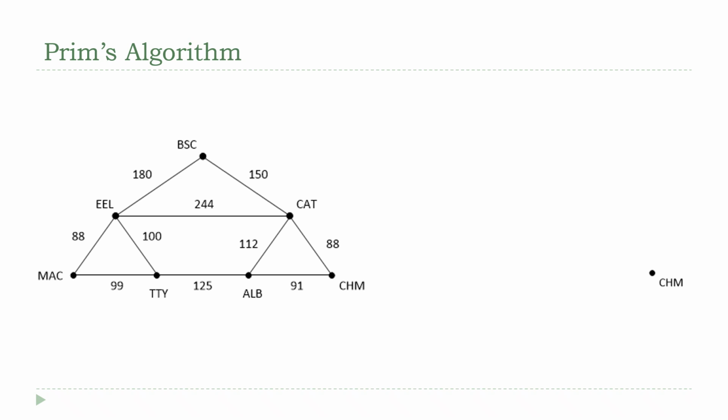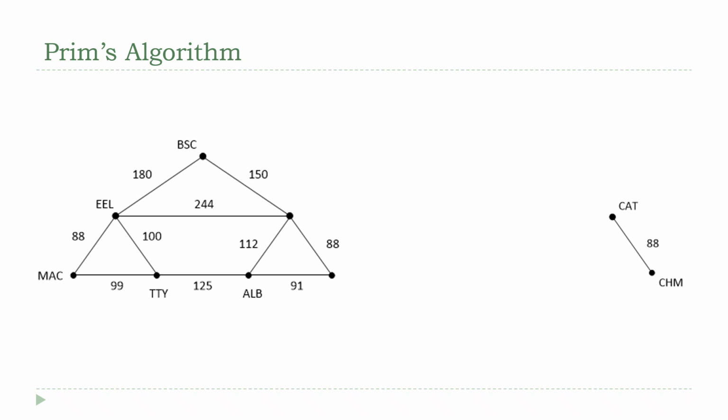So because I've added that one to my output, I'm going to remove it from the original graph so I don't accidentally duplicate. Now, what I'm going to do is look at all of the edges coming out of that vertex. There's only two of them. One is 88 and one is 91. I'm going to take the smallest one and add that to my output. It's going to be the 88 going to the CAT building. And then I'm going to remove the CAT option from the original graph.